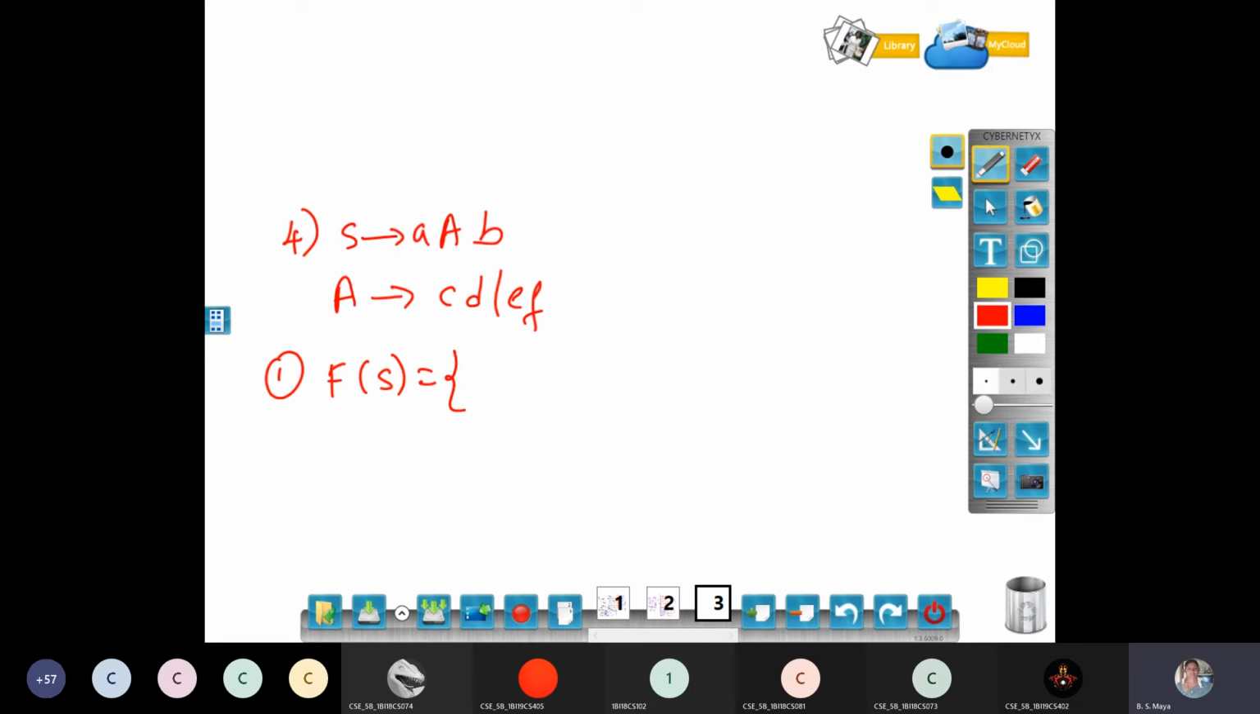Okay, what is first of S? First of A, you already calculated these things. Okay, let me come to the follow set. What is my follow set of S? Till 3 to 4 problems, I have not called anybody. Anyone can answer it. What is follow set of S? After the fourth problem, I will call back one by one. What is follow set of S?